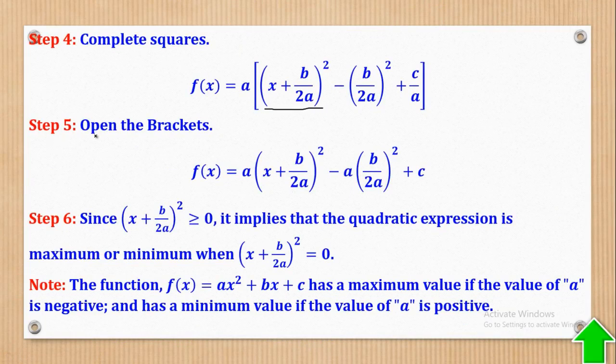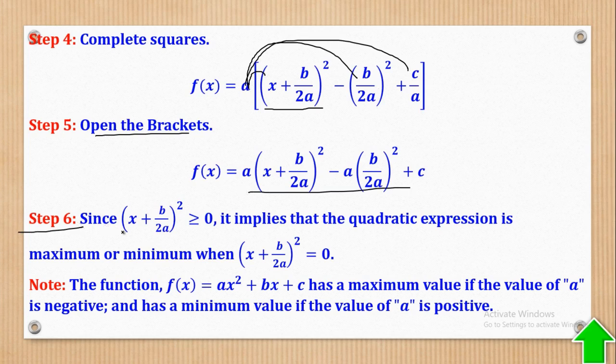Then step five, open the brackets. So when I open brackets, this a by this, and this by this, and this through this, it gives you that. Then that is step five. Now step six says, since this one is greater than or equal to zero, it can never be negative, it implies that the quadratic expression is maximum or minimum when this is equal to zero. So when they ask for maximum or minimum value, what you need to do is to look at this square and equate it to zero.